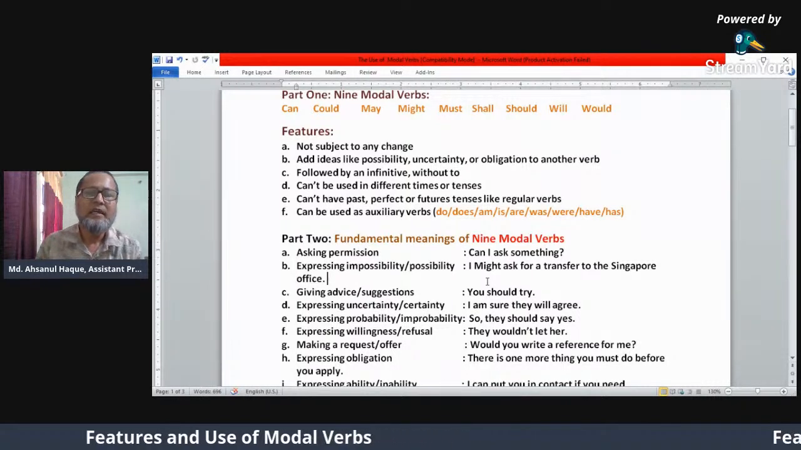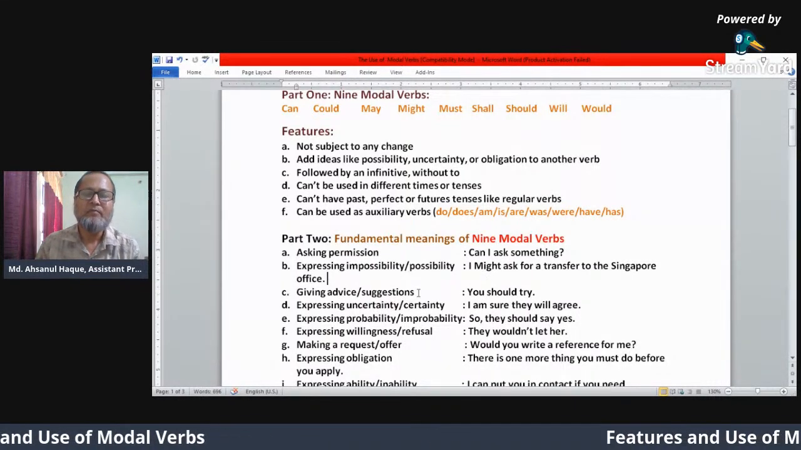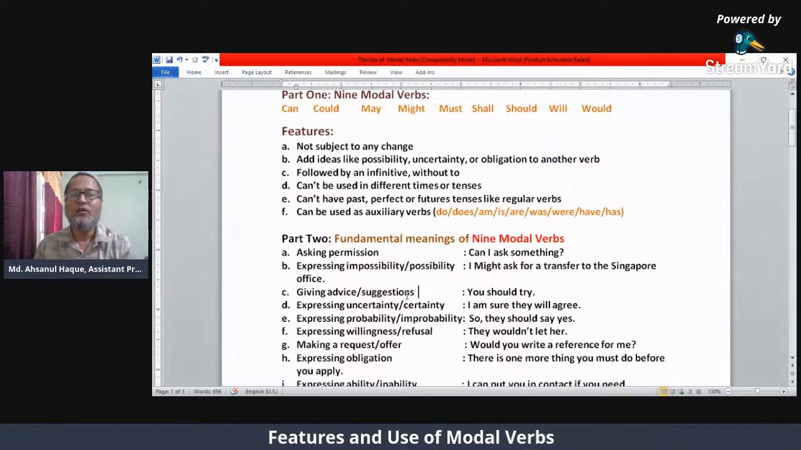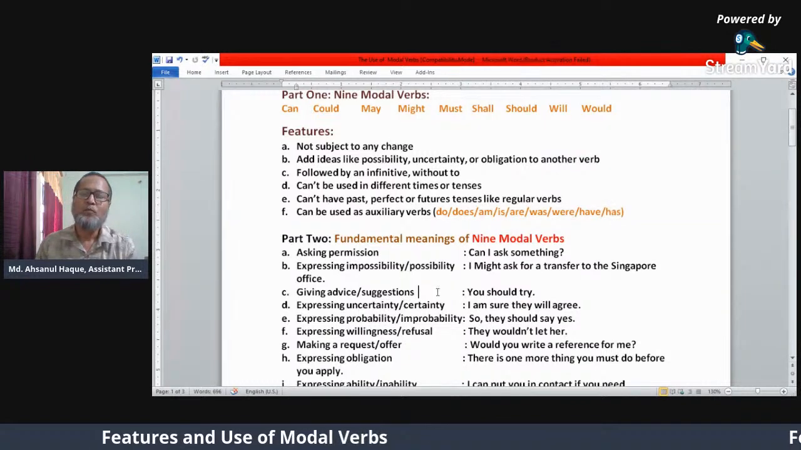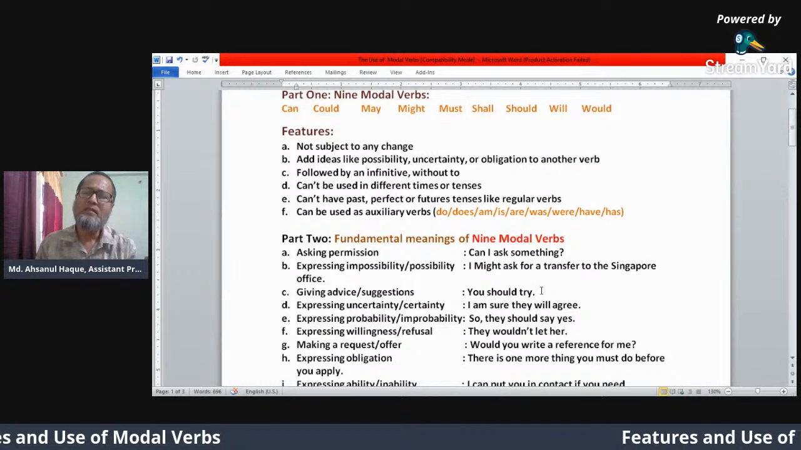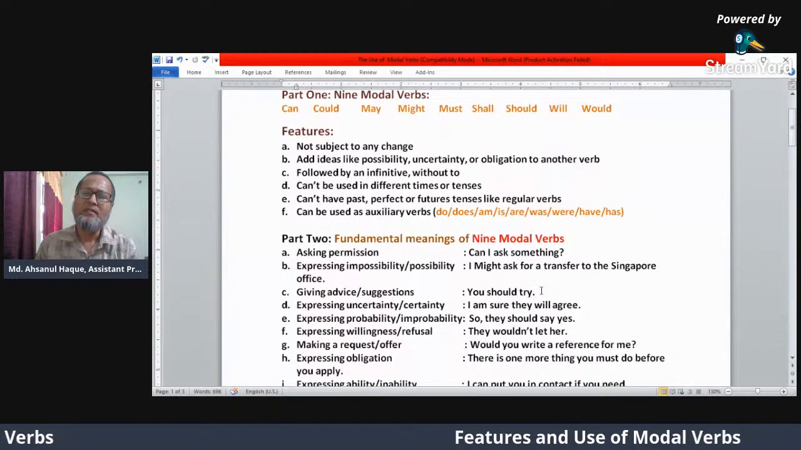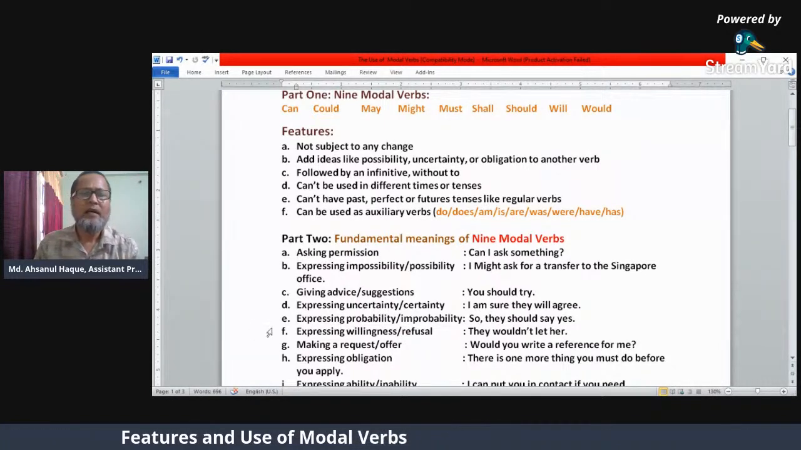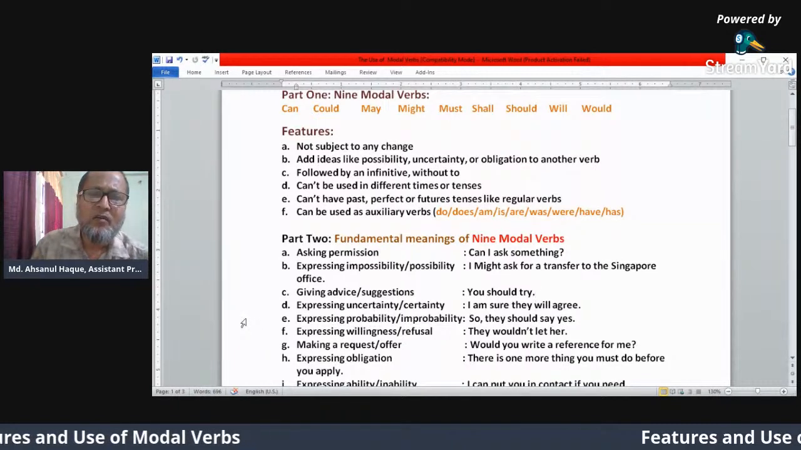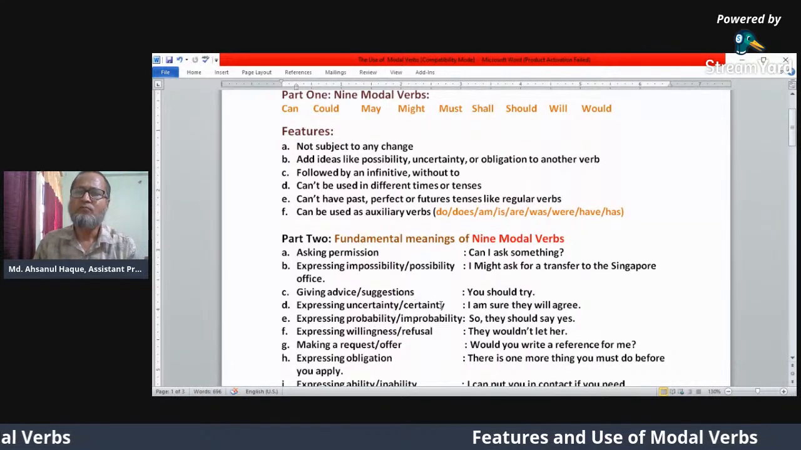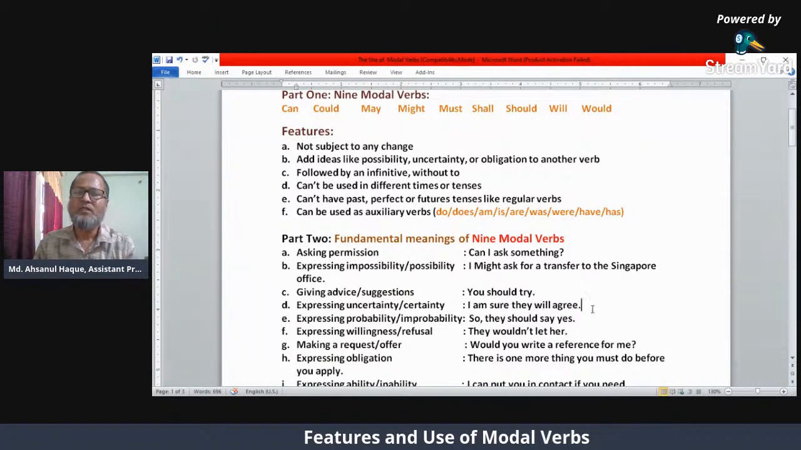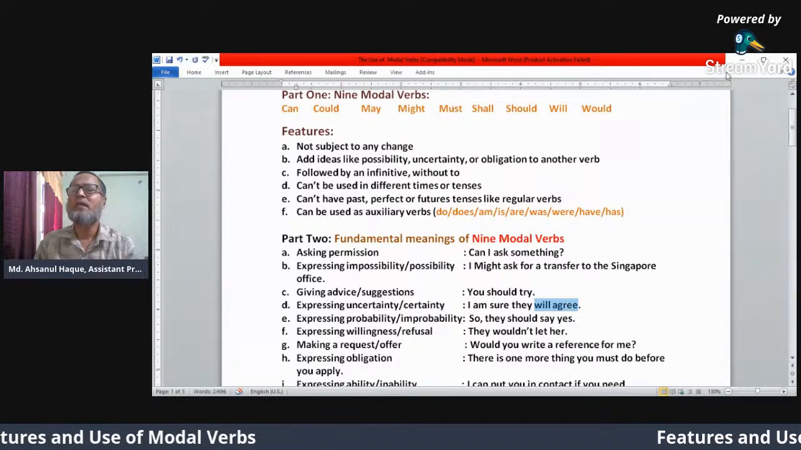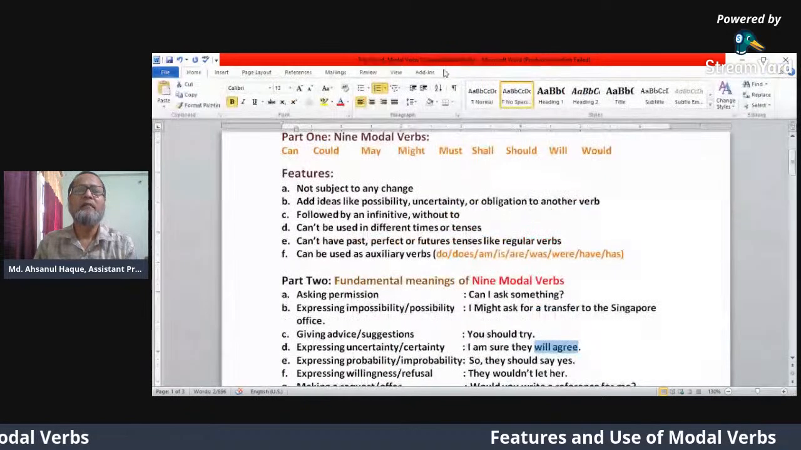Number C, giving advice or suggestions. That means we use modal verbs to give advice or to give suggestions. You should try. It's a suggestion. It's advice. You should try. Expressing uncertainty or certainty. I'm sure they will agree. You see, they will agree.